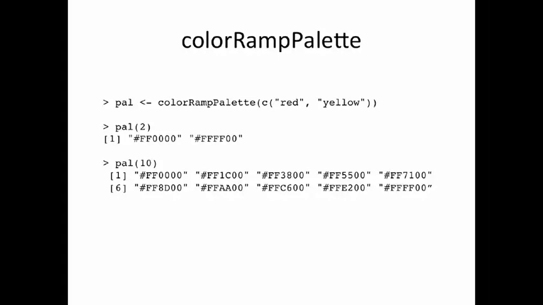Now PAL is going to take integer arguments, not numbers between 0 and 1. So suppose I give it 2. PAL of 2 will return two colors that interpolate the palette. Because the palette itself only has two colors, when I just give it 2, it'll just give me the two colors on the palette, the first being red and the second being yellow.